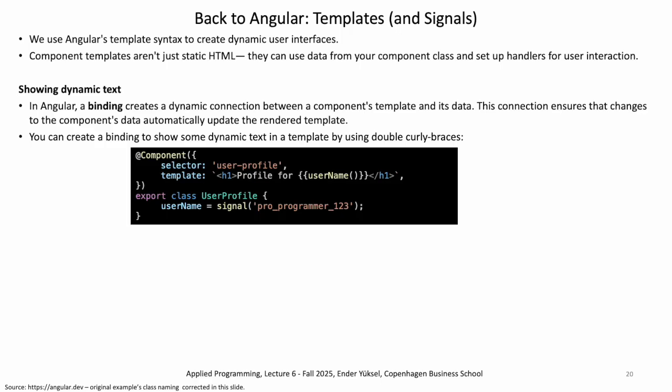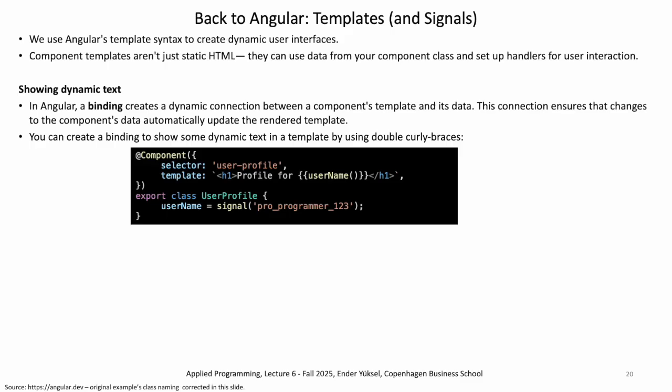The line with username assignment creates a signal that holds a value, which is ProProgrammer123. It is reactive, meaning when the value changes, Angular knows to update the template, and it is a function, so you can call it like username parentheses to get the value.